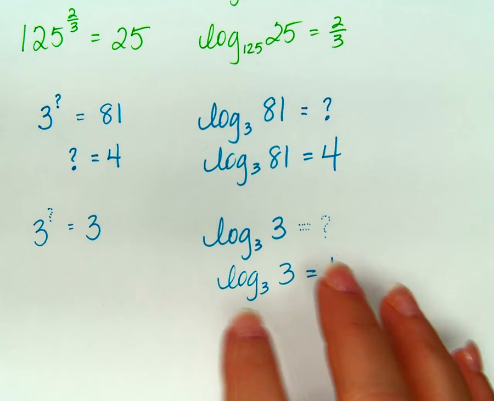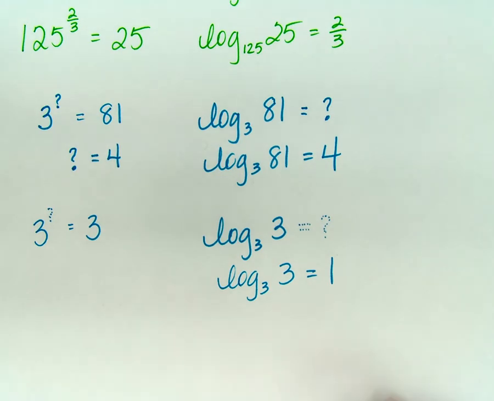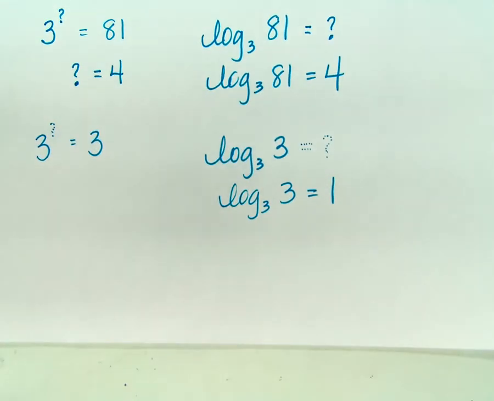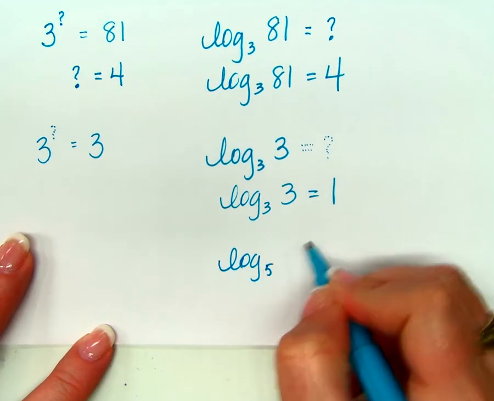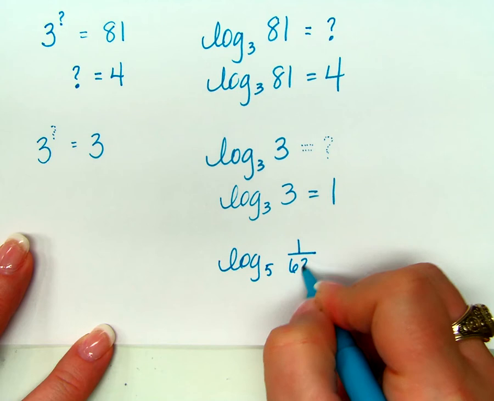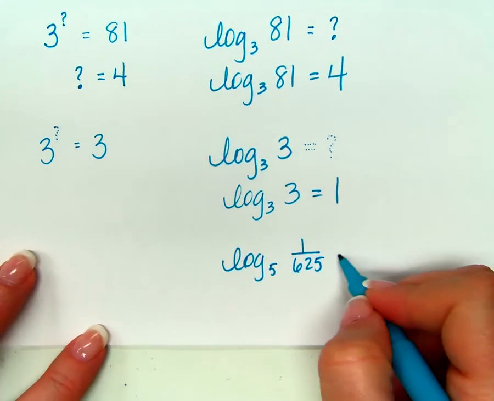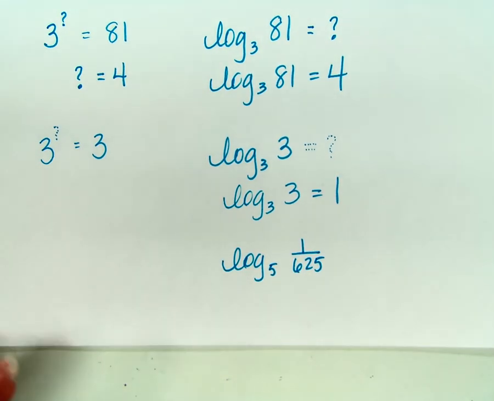So why would I make you do the hard work of thinking about it in exponential form instead of just putting it in the calculator? In case your calculator breaks, in case you don't have one of these calculators at home, is it still possible to do these problems? Okay, then let's do one more, and you can do it either way. Log base 5 of 1 over 625. Evaluate that.